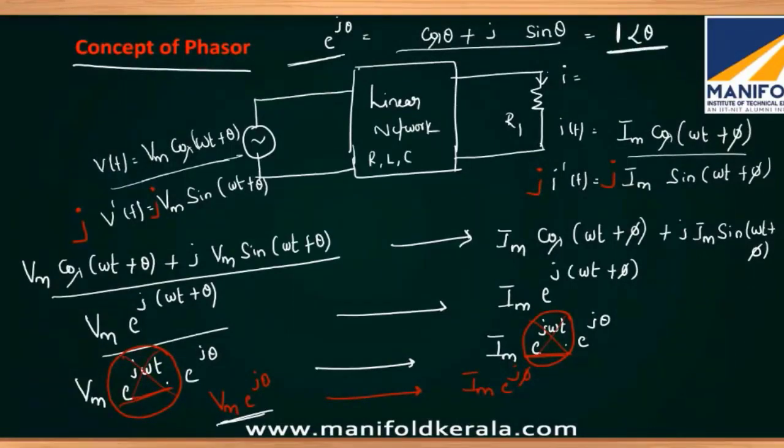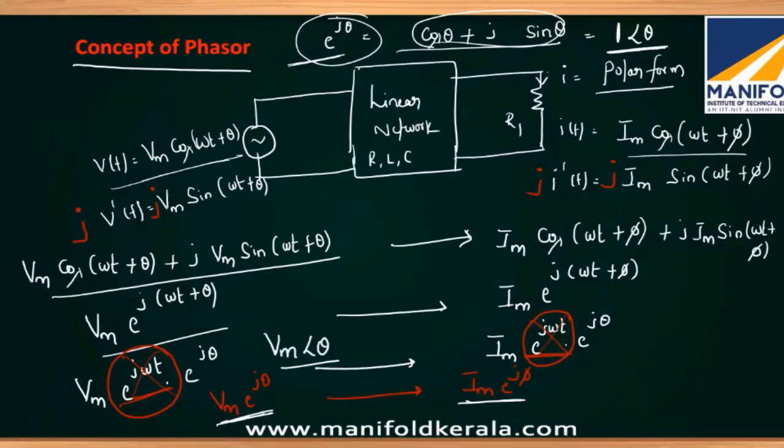This particular form is called polar form. This is called rectangular form. This is called exponential form, the exponential form of the complex number. Usually this discussion comes in complex numbers. Here also we are encountering a similar representation. I can write this as Vm at an angle theta, which is my excitation, giving a response of Im at an angle phi.